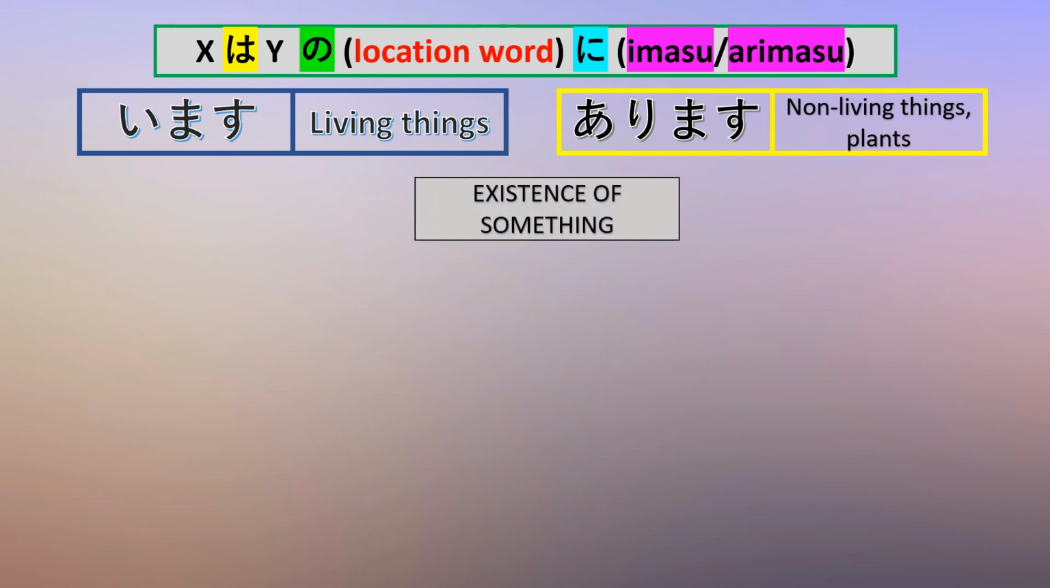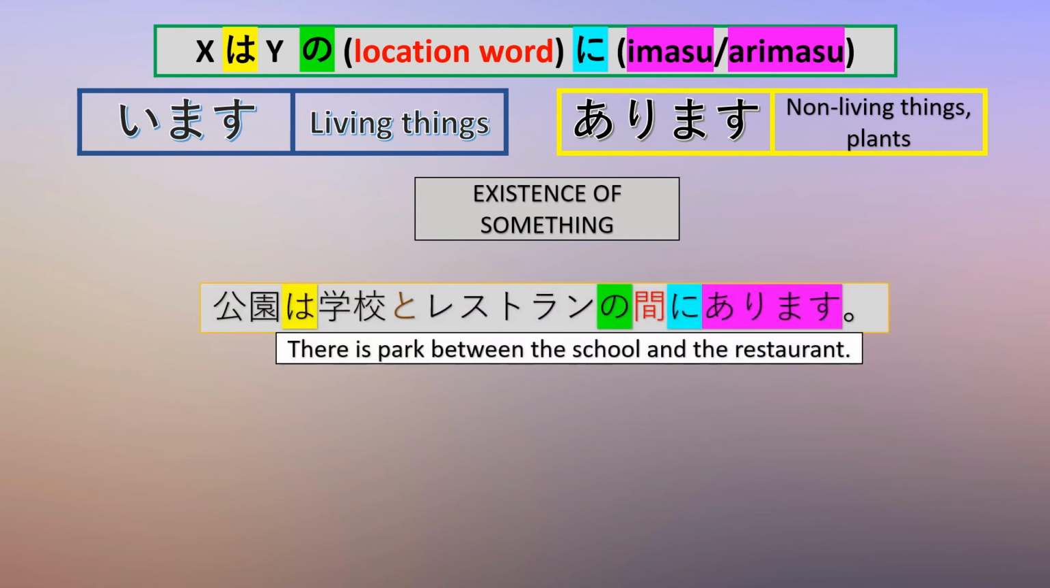For example, koen wa gakko to restaurant no aida ni arimasu. There is a park between the school and the restaurant. So here we are emphasizing the existence of something. We emphasize the existence of the park. Contrary to this, where we are just pointing out where the park is.